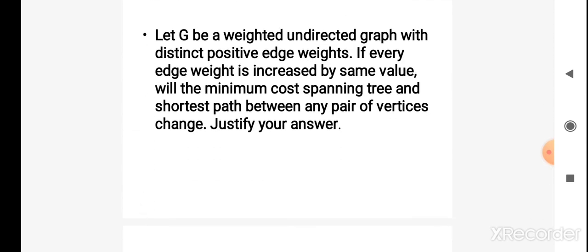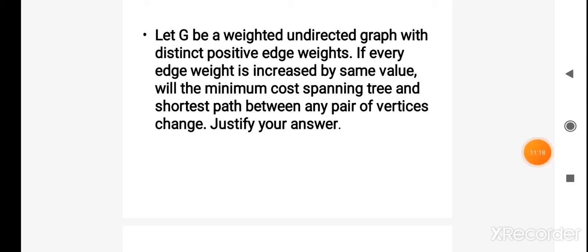Then another one is another university question. Let G be a weighted undirected graph with distinct positive edge weights. If every edge weight is increased by the same value, will the minimum spanning tree and shortest path between any pair of vertices change? Justify your answer.